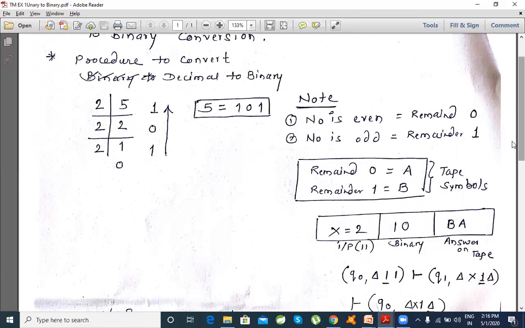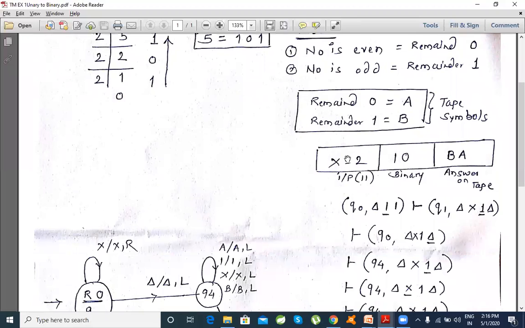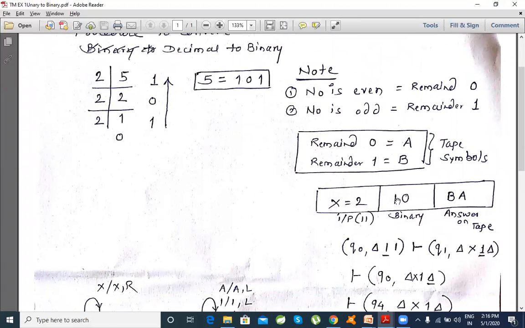Now consider that the input x is 2. It has to be converted to binary as 10, but on tape it should look like BA. So 0 is represented by A and 1 is represented by B. So it should give me the result BA after processing this 2.